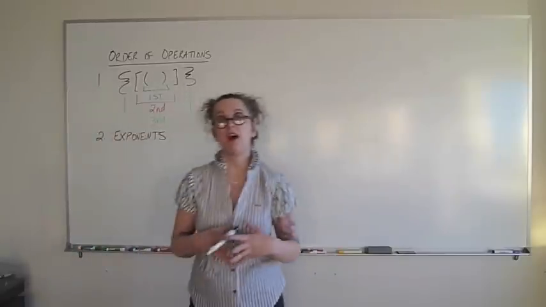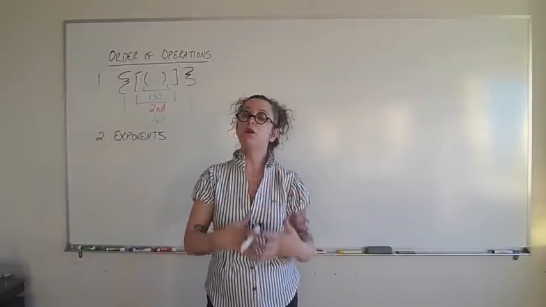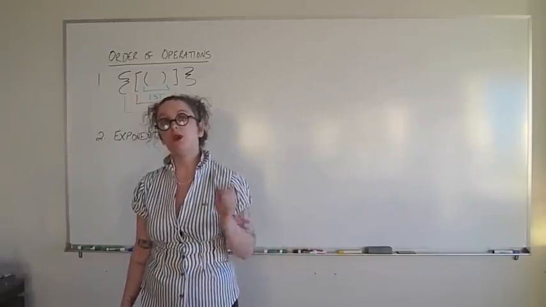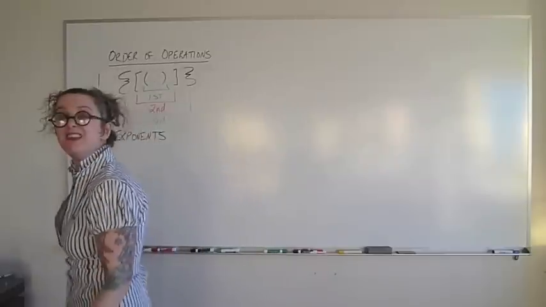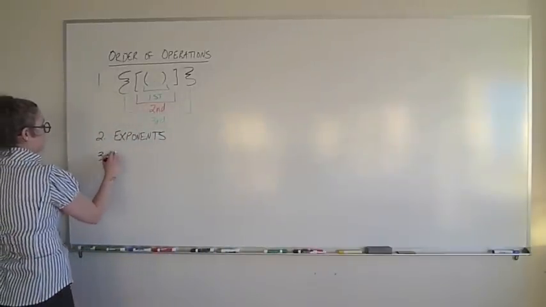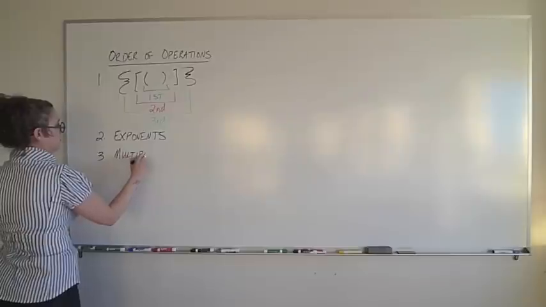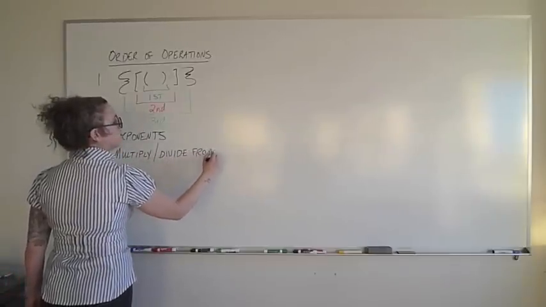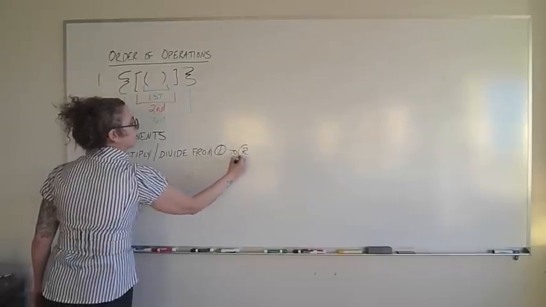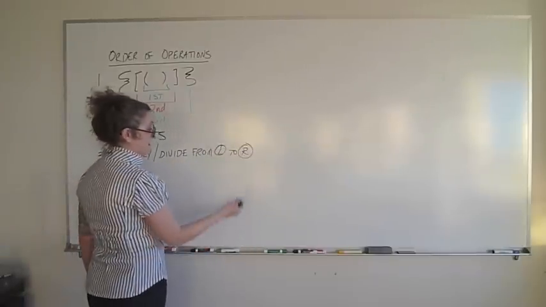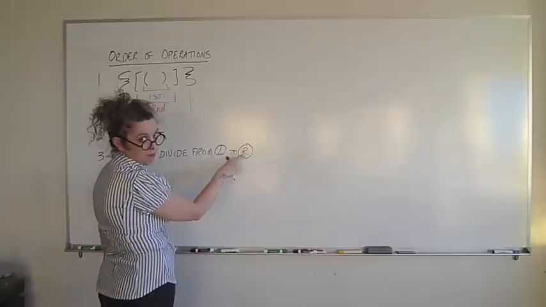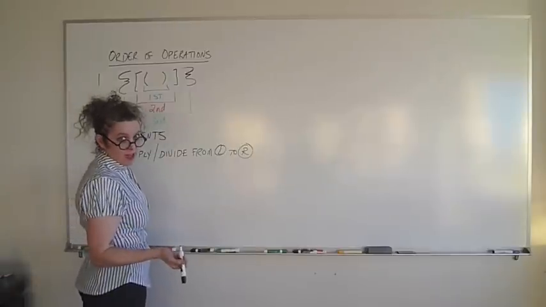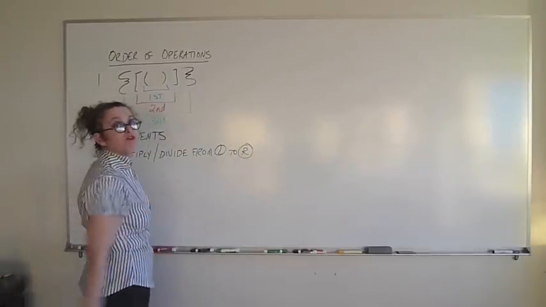After that, steps 3 and 4, you work as you would a sentence in English. You read them from left to right. So the next thing you're going to do is multiply and divide from left to right. A little bit sloppy, as I tend to be, but this is my shorthand for left and right. Next, you do the same thing with add and subtract. Add and subtract as it comes from left to right.